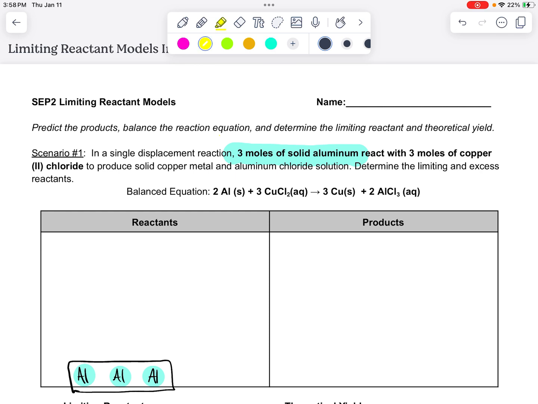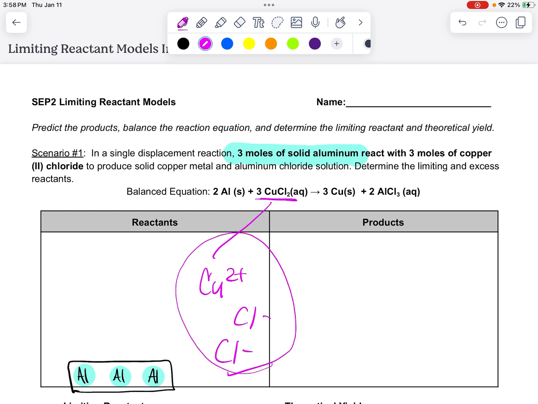are the moles of copper 2 chloride. Now this copper 2 chloride is aqueous, and when something is aqueous, that means it's going to break up into the ions that make it up. So copper 2 chloride is made of Cu2+ and 2 of those Cl- ions. So for every mole of copper chloride, it will break up into a set of these ions. Okay, so that's what I'm going to draw. And I'm going to draw 3 sets of those ions. So a total of 3 coppers and 6 chlorides.